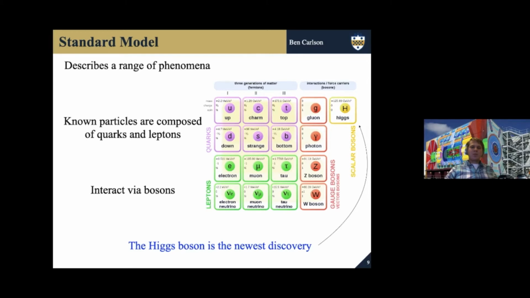But there are other particles in the Standard Model as well. There are heavier copies or generations. For example, the top quark is the heaviest particle in the Standard Model.